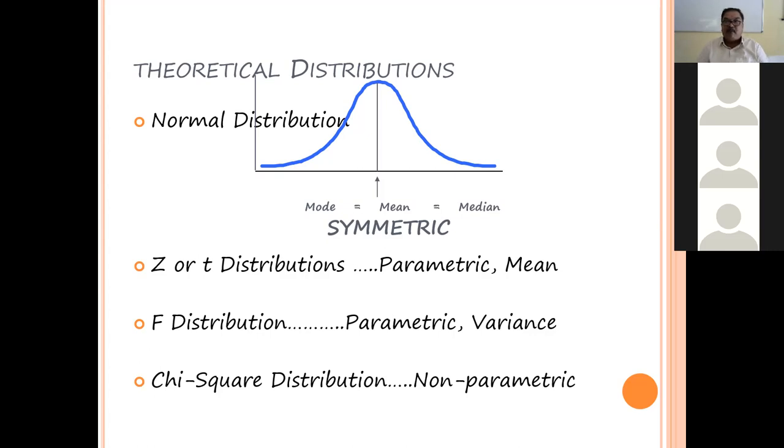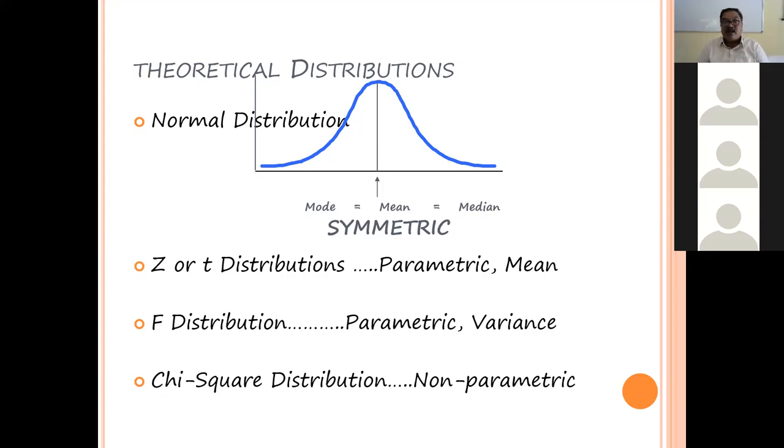When we talk of population data, for the population there are no tests. I have already mentioned why the population cannot be tested. Since the normal distribution uses population data, there are no tests designed in the background of the normal distribution. Then we have sample based theoretical distributions like the Z or t distribution, f distribution, and chi-square distribution. We conduct all our tests in the background of these distributions.